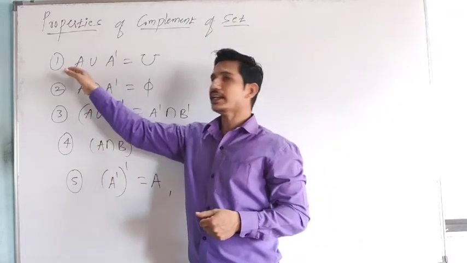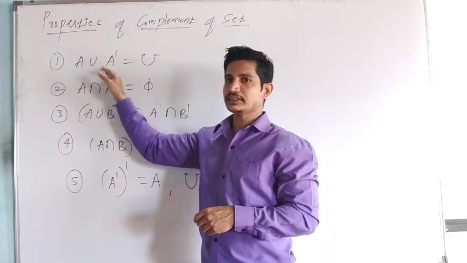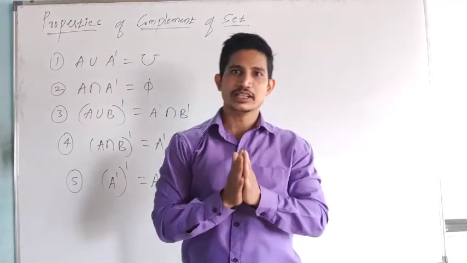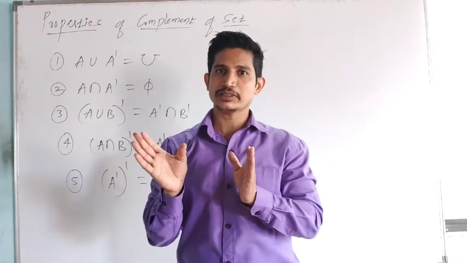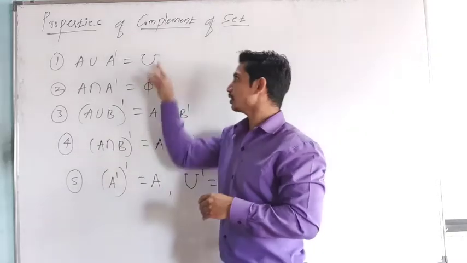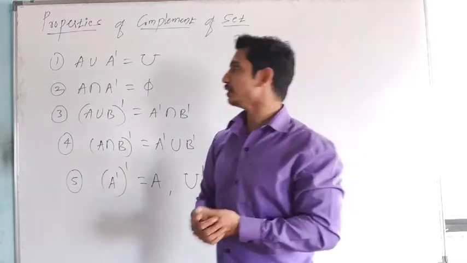In A, its own elements are there. So if you combine A and A dash, you get the universal set. It means in A dash the remaining elements are there, and in A all elements of A are there. So if I combine A and A dash, what will come here? Universal set.